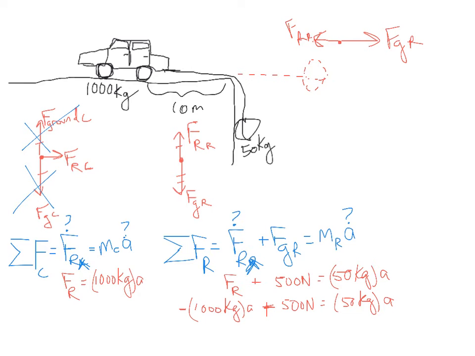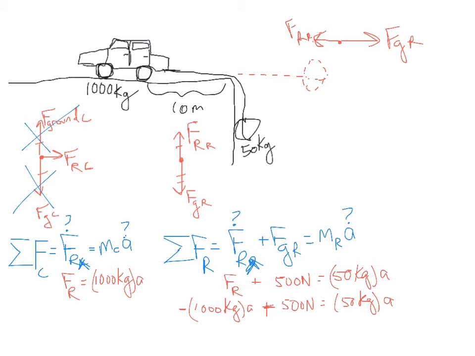Why? Because notice our two diagrams. This one's to the right. This one's to the left. So that means the force of the rope on the rock is actually the opposite direction of the force of the rope on the car. So it's the negative of this. If this is what the force of the rope is on the car, then the opposite of that has to be the force of the rope on the rock, if that makes sense. I hope that makes sense.